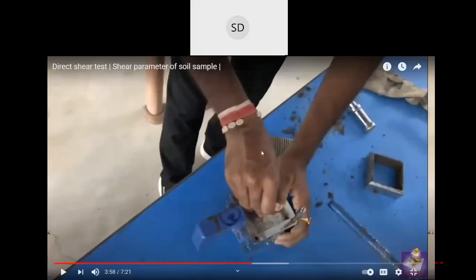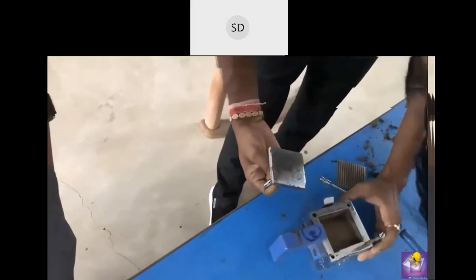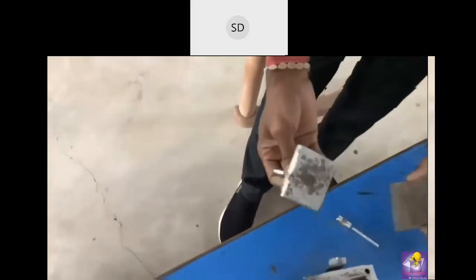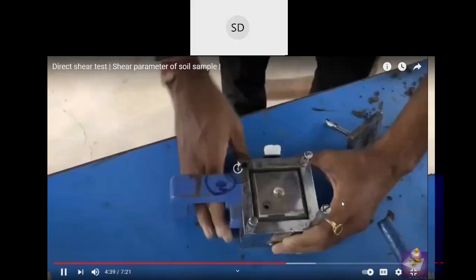Now, let us discuss this mold. Basically, the soil sample is in this mold, and this mold can be halved from the mid portion. Whenever shear is applied, one plate would move in this direction and another plate would move in the other direction, which will enable the failure of the soil sample. Now I'm directly going for the test. So this is the assembly.